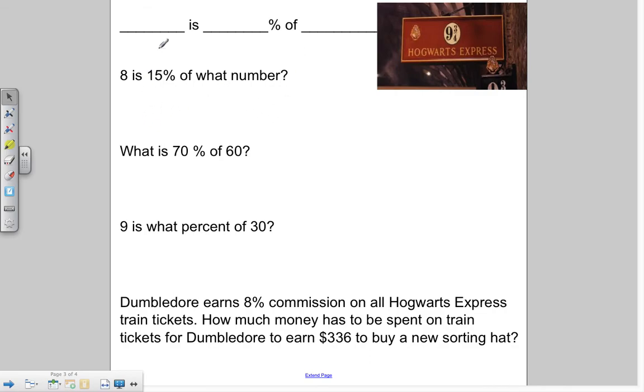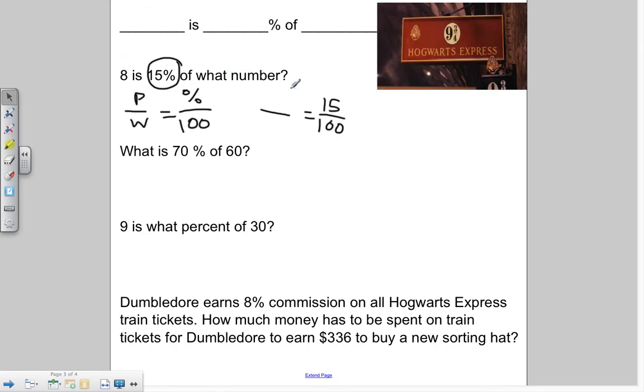So again, there are 2 different ways to do this. Basically, we're looking at the part to the whole equals the percent over 100. Okay, so the 100's always going to be there. So I start by doing that. Now, where's the percent? Right here, it's 15%. So I put 15 over 100. That was easy. Okay, now I've got 8 and I've got what number?